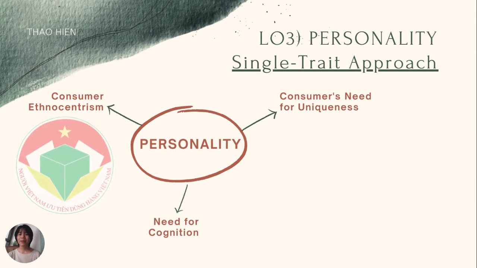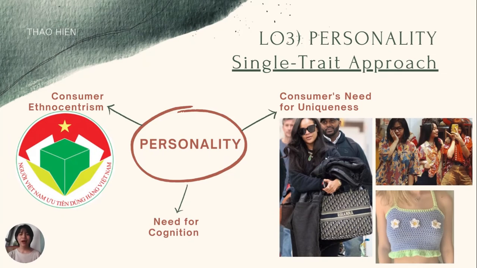The second approach is the single trait. Under this, people examine one trait that is relevant to understanding a larger set of personalities. The first aspect is consumer ethnocentrism. This considers how much consumers are biased against foreign products. The lower they are, the more willing they are to purchase domestic goods. So as to affect this aspect more deeply, we have the Vietnamese prioritizes Vietnamese goods campaign.